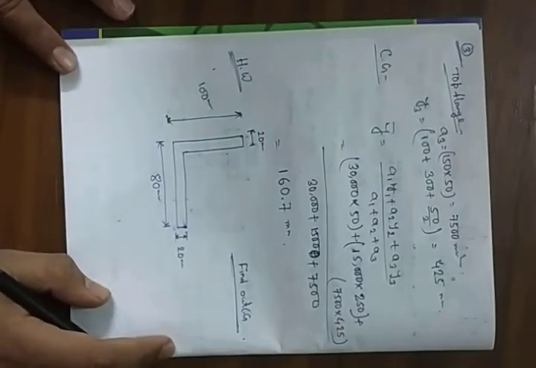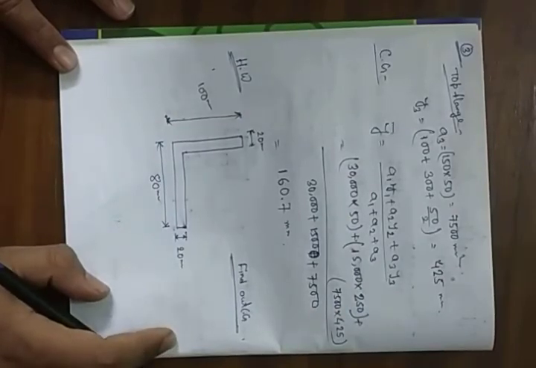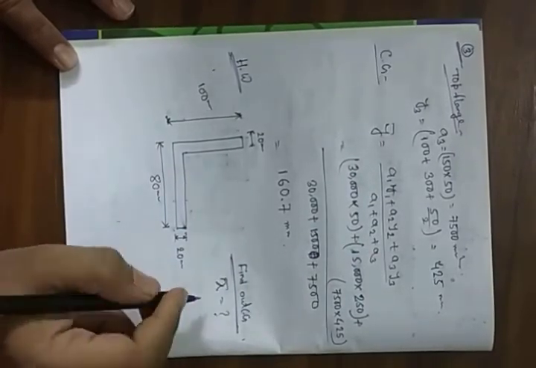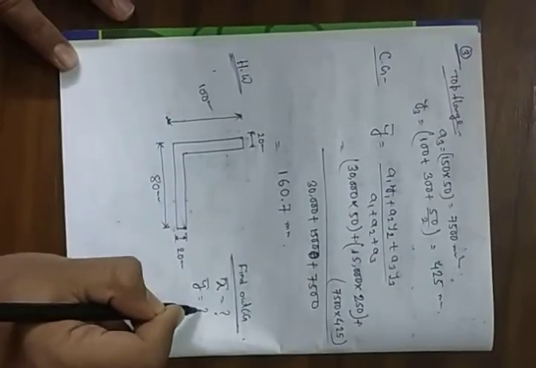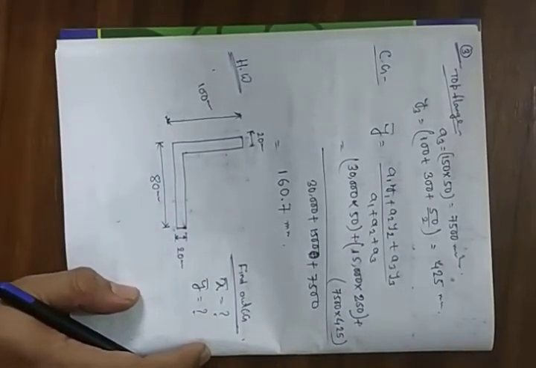In this case you have to find the CG for the major axis as well as the minor axis, that means X bar as well as Y bar. Try to solve it yourself. If you go through the basic fundamentals, you can solve it very easily.